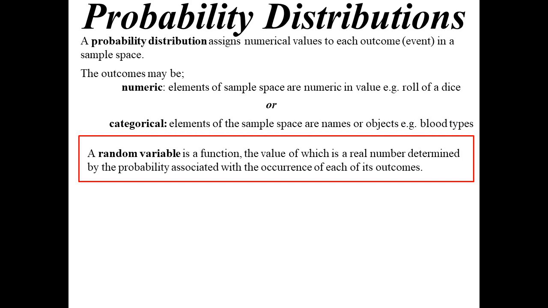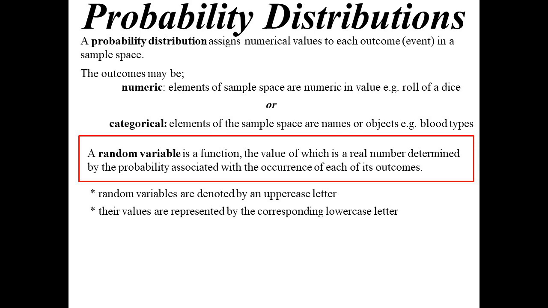Now, just to define the term here, a random variable. So we're interested in random variables. Basically, it's a type of function. And that function is the probability of the event occurring. Some notation, random variables, we represent them with an uppercase letter. And the values, the corresponding lowercase letter. And you'll notice I'll often use capital X for the random variable and little x for the value.